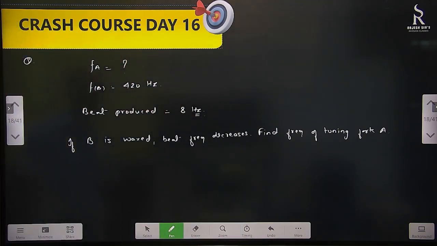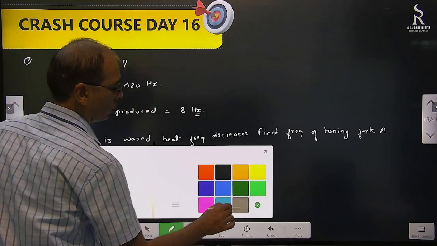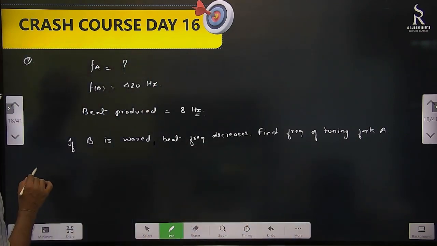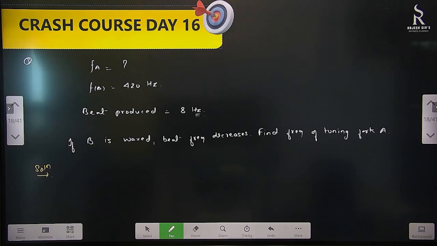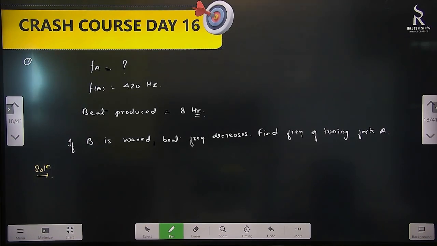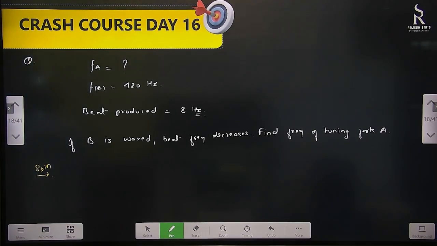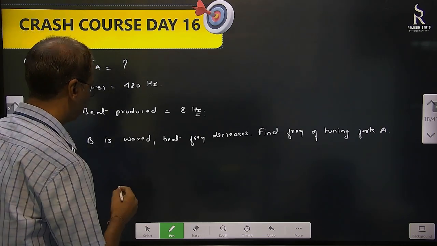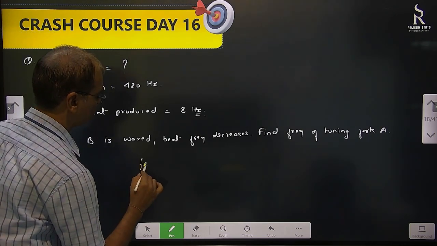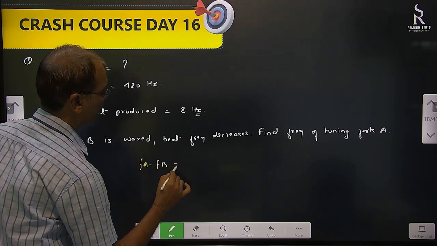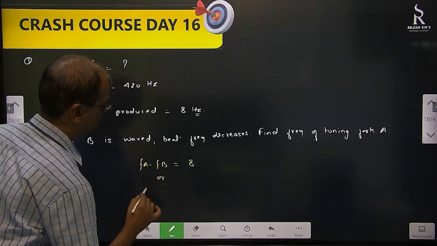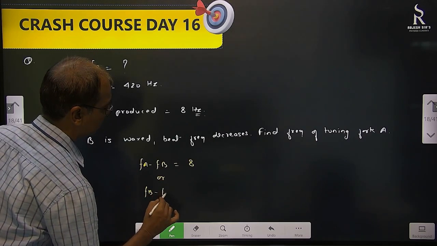Okay, this is given to us. What do we do? First, let's write what we know. What we know is beat frequency. So it will be either FB minus FA or FA minus FB. So FA minus FB is 8, or FB minus FA is 8.